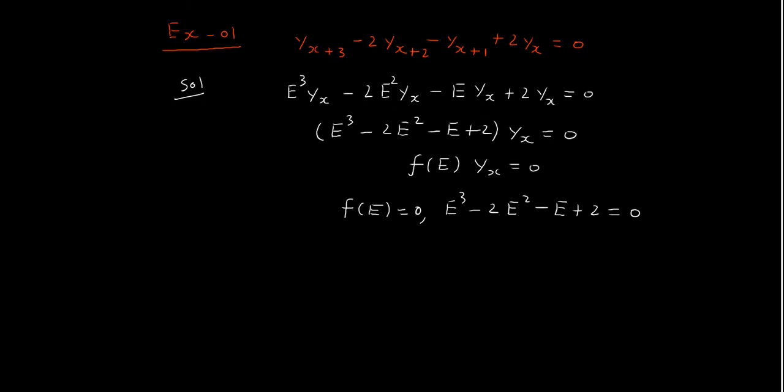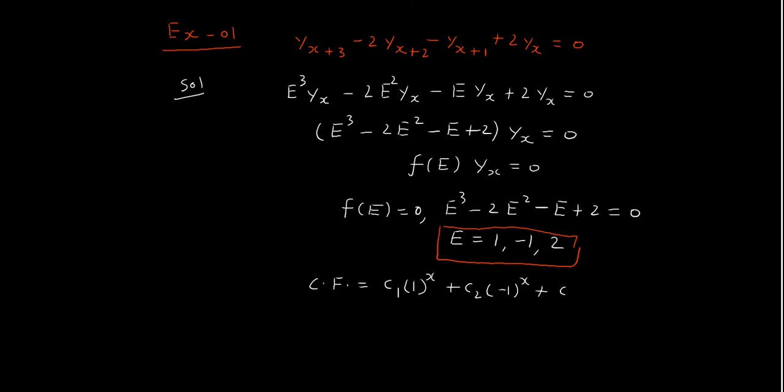If we factorize this polynomial, what are the factors? The factors are (E minus 1), (E plus 1), and (E minus 2). So E equals 1, minus 1, and 2. If we closely observe, all roots are real and distinct. Then what is the complementary function? When roots are distinct and real, the complementary function equals c1 times 1 to the power x, plus c2 times (minus 1) to the power x, plus c3 times 2 to the power x.